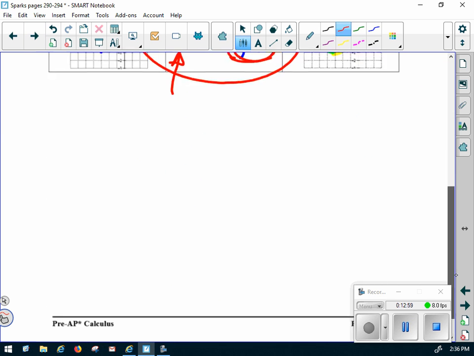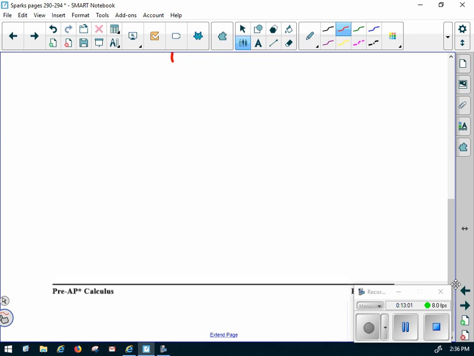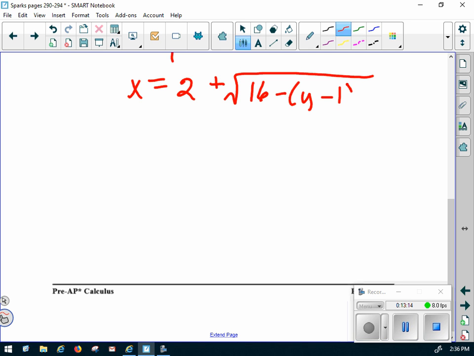Listen, I'm going to write down a problem here. And I want you to tell me what you can figure out about the equation. X equals 2 plus the square root of 16 minus y minus 1 quantity squared. What can you tell me about the graph? Center is what? Center is 2, 1. You buy that? And radius is 4. Good.